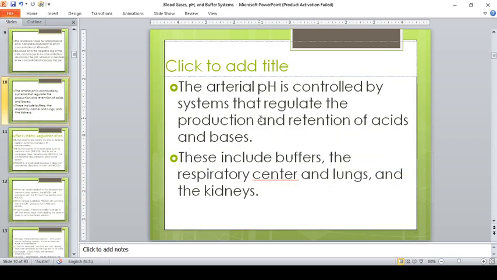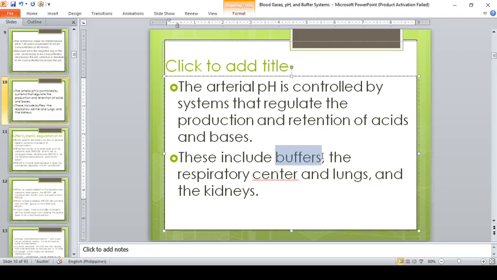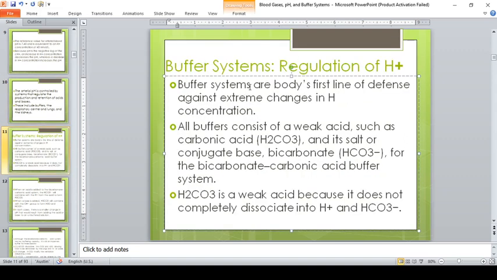Okay? The arterial pH is controlled by the systems that regulate the production and retention of acids and bases. So, these include buffers, okay, lungs, and kidneys. So, buffer system, regulation of hydrogen ion concentration. Buffer systems are the body's first line of defense against extreme changes in hydrogen ion concentration. Kapag nagkakaroon ng extreme changes, dyan na mag-a-act yung mga buffer natin. Okay, again, what is the main buffer? That is the bicarbonate buffer system.